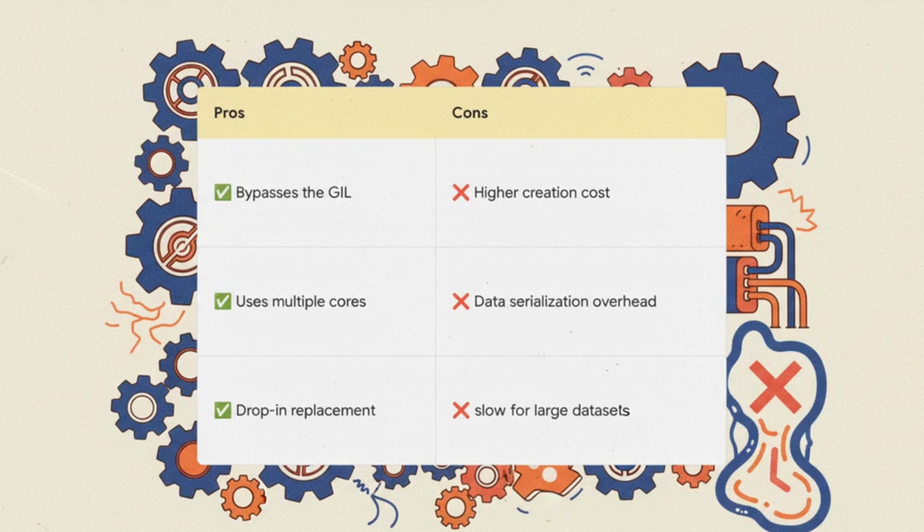But of course, there's no free lunch. Multiprocessing isn't a magic bullet. For one, starting up a whole new process takes more time and memory than starting a lightweight thread. The bigger issue, though, is communication. Since these processes don't share memory, if you need to send data from one to another, Python has to package it up, a process called pickling, send it over, and then unpack it. That overhead can really slow you down.